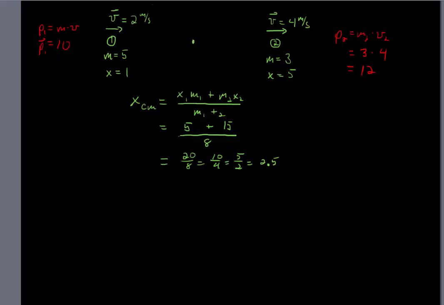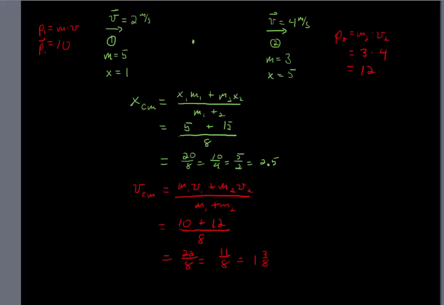Now to get the velocity of the center of mass, we'll do the mass 1 times velocity 1 plus mass 2 times velocity 2. And divide that by the sum of the masses, mass 1 plus mass 2. So let's see, mass 1 times the velocity, we get 10, plus mass 2, 3 times 4 would be 12. We sum the masses, it's going to be the same, it's 8. So we get 22 divided by 8. Let's see, that'll be 11 over 8. Should be what, 1 3/8, so just over 1.5.